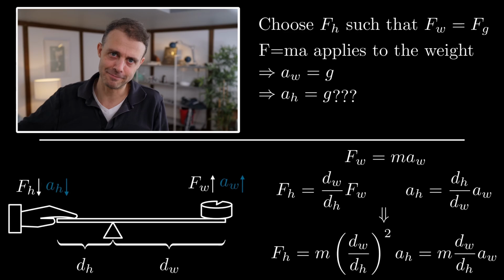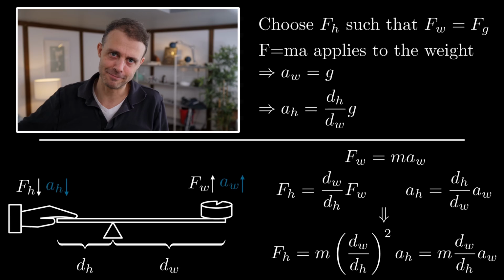And here is a crucial mistake. All of that logic that you just went through, that holds for the mass, the weight, not his hand. F equals ma applies to the weight, and the weight is what is affected by gravity. So the weight is the thing that's going to move at little g. And because of levers, if the weight is moving at little g, then the acceleration of his hand will clearly depend on the lengths of the lever. In particular, the acceleration of his hand is multiplied by that ratio of lever lengths.